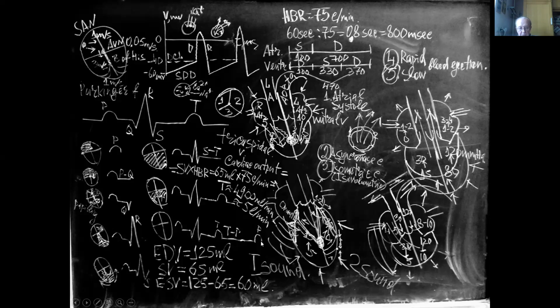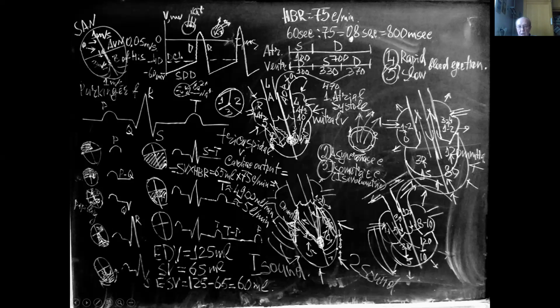Then after this, the next excitation automatically starts in the sinoatrial node and results in the excitation of the atria and starts the new P wave. This is about the excitation.